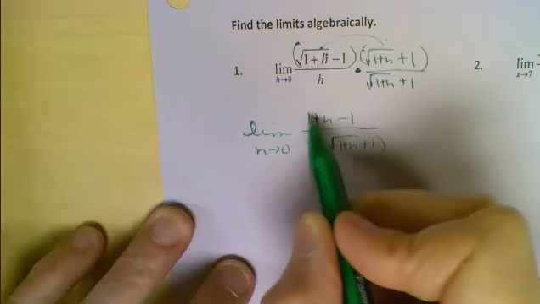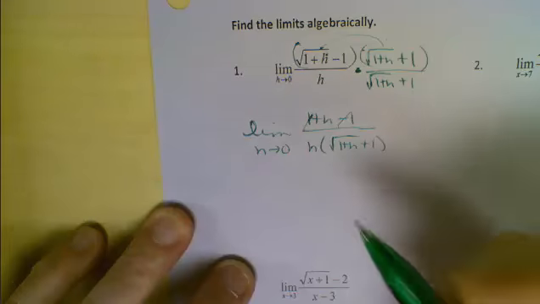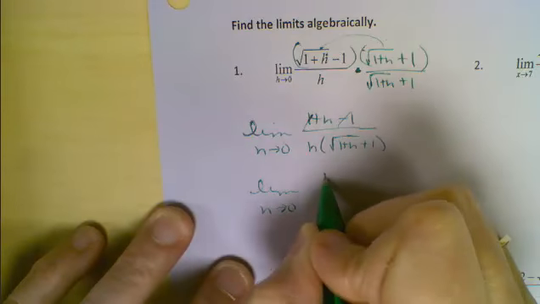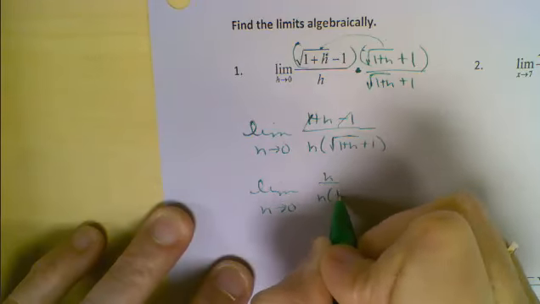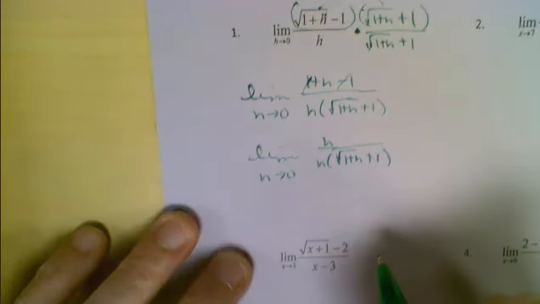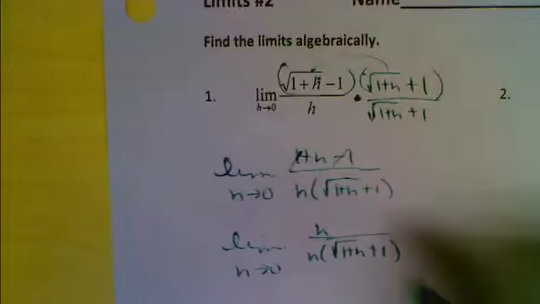And you'll see something happens. 1 minus 1, that goes away. So I'm really left with the limit as h approaches 0 of h over h times the square root of 1 plus h plus 1. So I simplify that. And now I see that the h's will cancel.